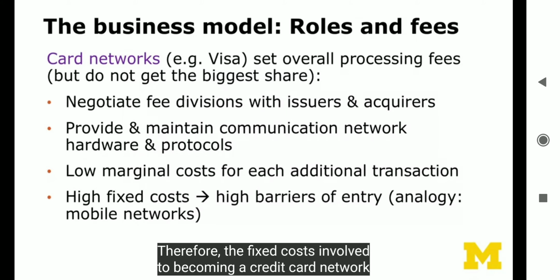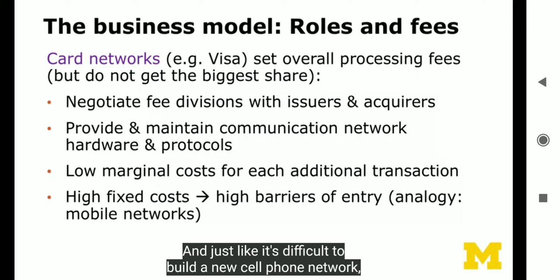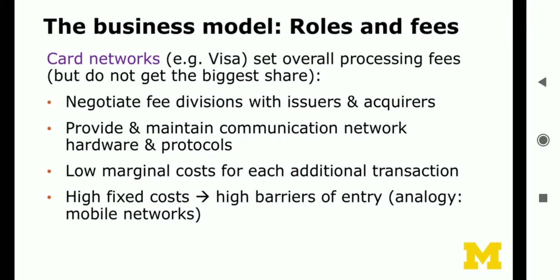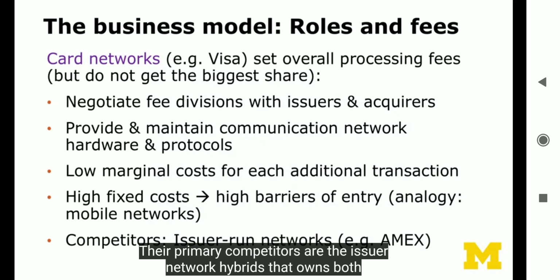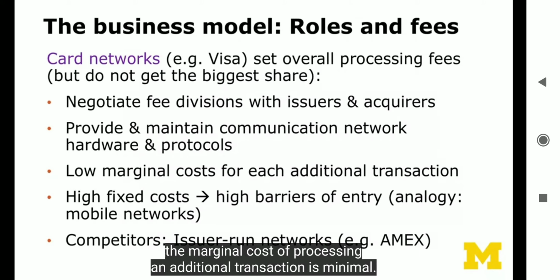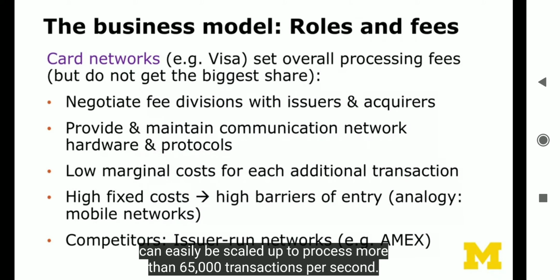Therefore, the fixed costs involved to becoming a credit card network is incredibly high. And just like it's difficult to build a new cell phone network, the barriers of entry to becoming a credit card network is very high. Their primary competitors are the issuer network hybrids that own both, like American Express. But once the network is built, the marginal cost of processing an additional transaction is minimal. The Visa network, for example, can easily be scaled up to process more than 65,000 transactions per second.